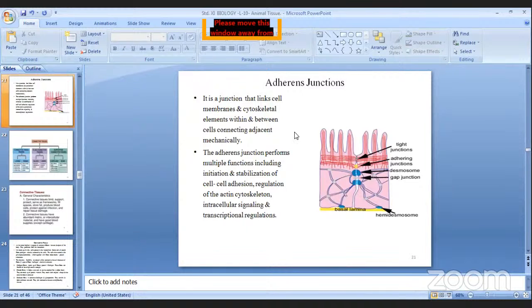The last one is the adherens junction. It is a junction that links cell membranes and cytoskeletal elements within and between cells, connecting adjacent cells mechanically. Now here you see tight junction is over. Now you see this is the adhering junction. You see this yellow spot. See how it connects. The adherens junction performs multiple functions, including initiation and stabilization of cell-to-cell adhesion, regulation of the actin cytoskeleton, then intracellular signaling and transcriptional regulation. So these are the multiple functions that the adherens junction performs.